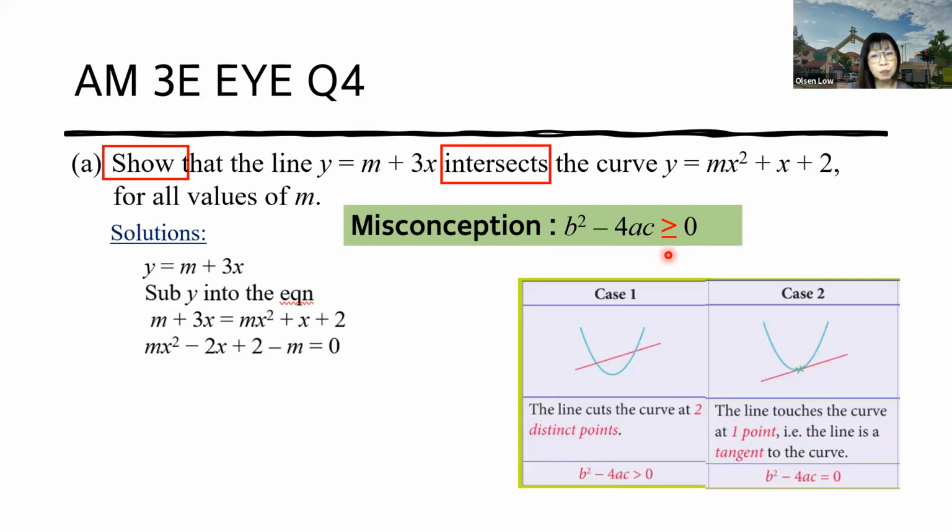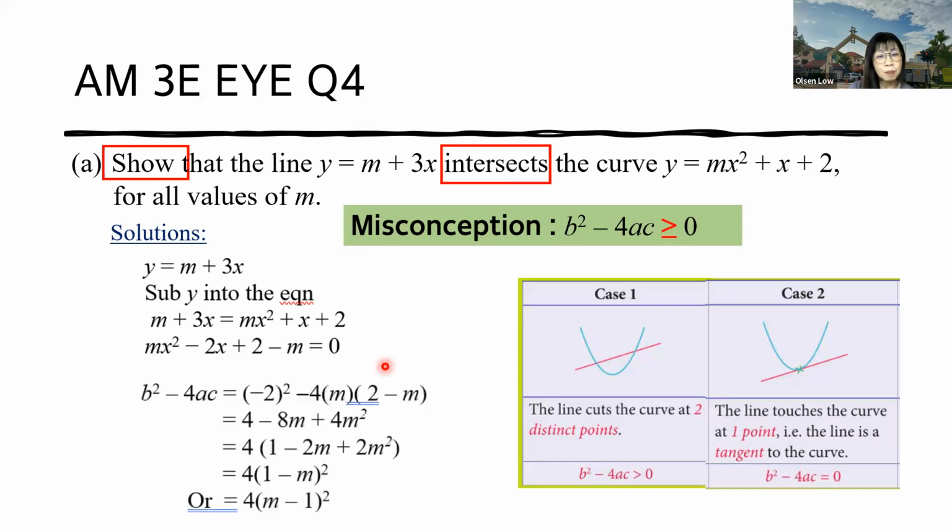Given this particular situation, you are not supposed to simply state this condition. What you should do instead is to find out what b squared minus 4ac is. So when you substitute the values of a, b, and c into the discriminant, whereby we have b, which is -2, so b squared minus 4a and c.